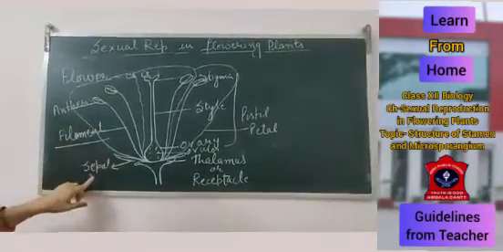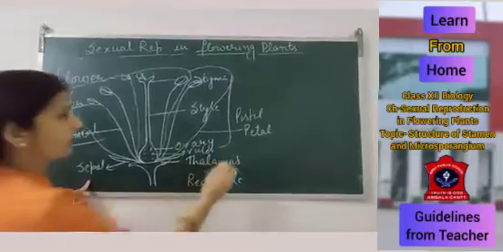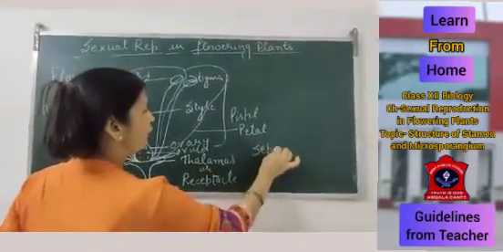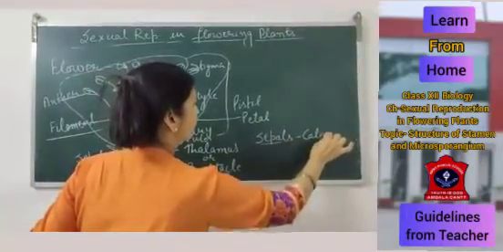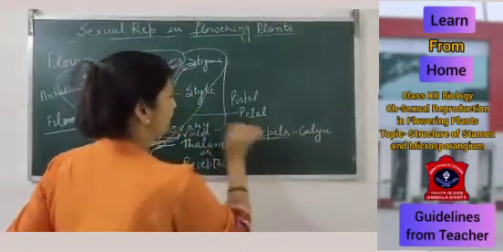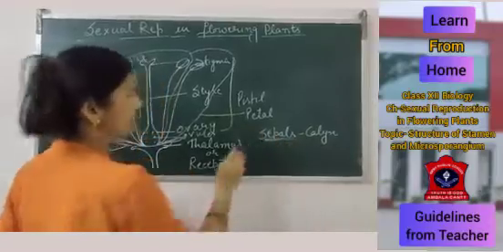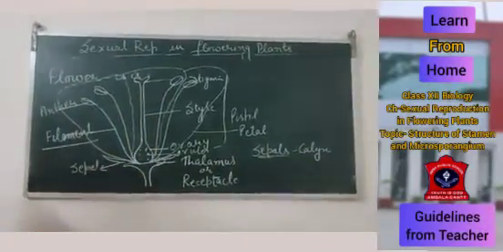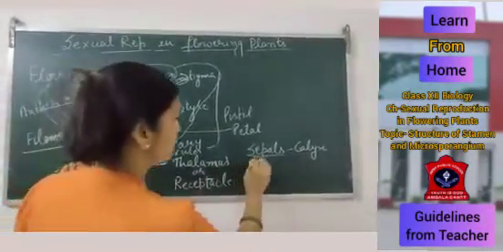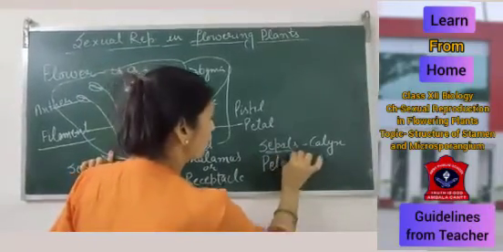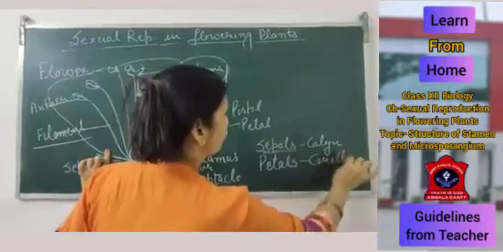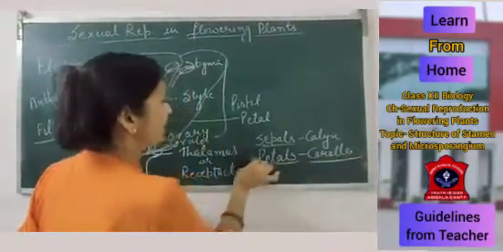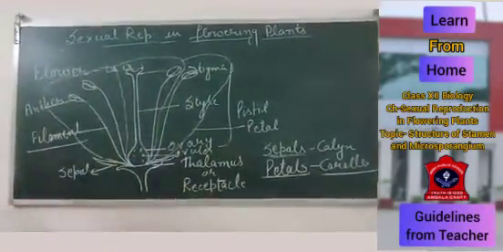The outermost whorl is sepals, and sepals together form the calyx. What is the function of sepals? Sepals are green leaf-like structures which protect the flower in the bud condition. Now we come to petals. The next whorl is of petals, which together form the corolla. Petals are the colored part which attract insects for pollination.